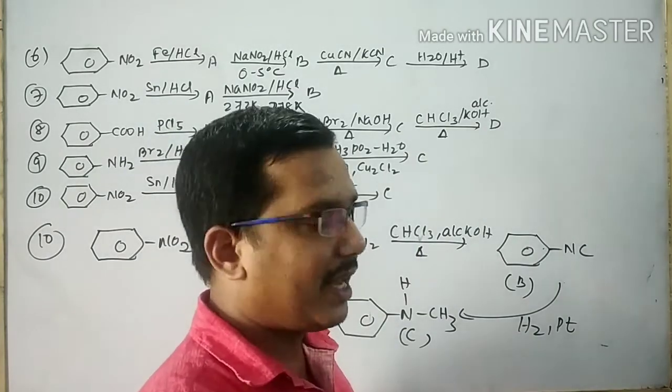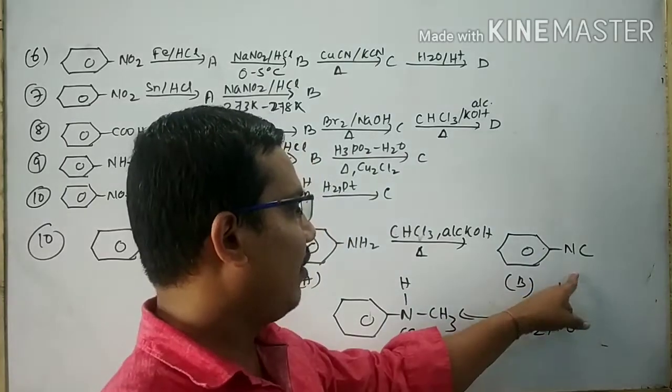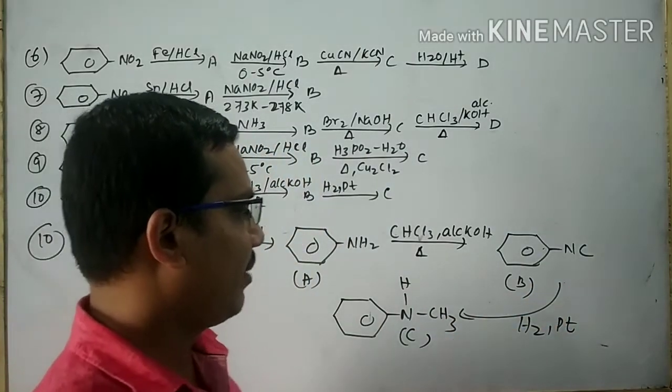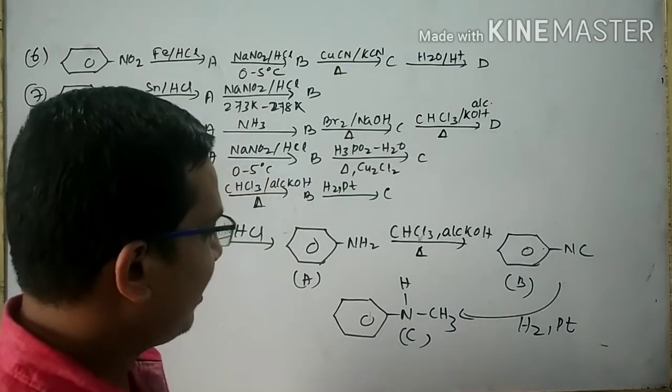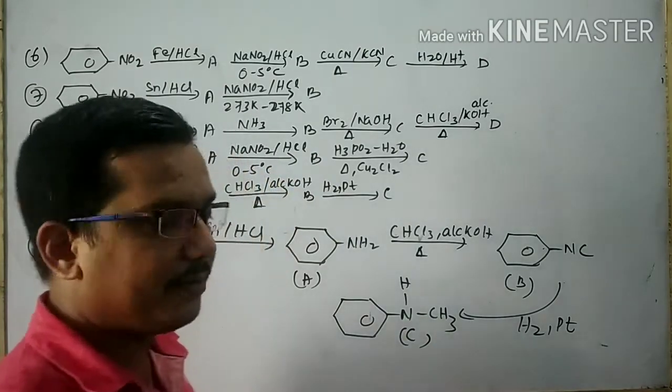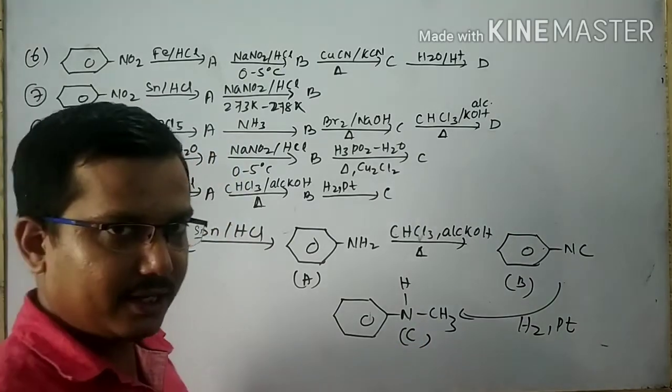That is said to be phenyl isocyanide, and it is considered as the product B. Now B is subjected to reduction with the help of the reducing agent platinum. Then a 2 degree amine is formed. That is considered as C, and the name of C is N-methyl aniline.